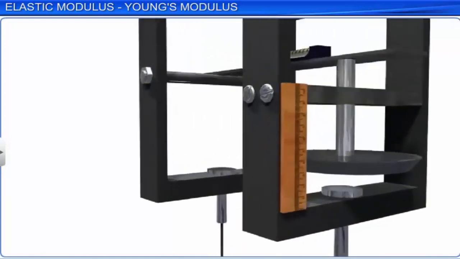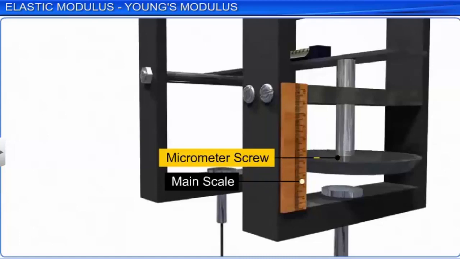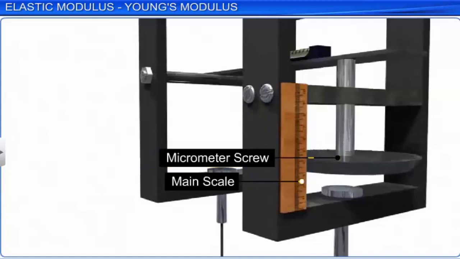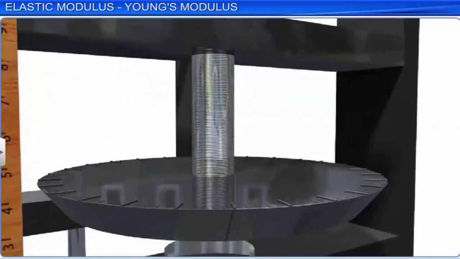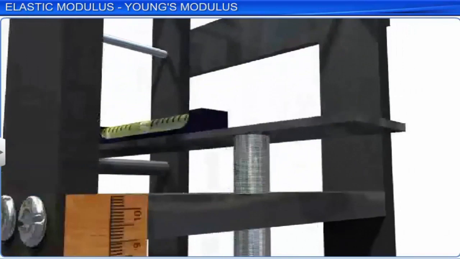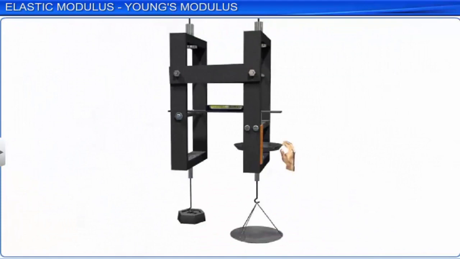The micrometer screw is moved up to make the spirit level horizontal again, and a new reading is noted. The extension of the experimental wire is equal to the distance covered by the micrometer as it moves up. The load is increased by an equal amount, and each time the micrometer is moved up to return to a horizontal position and the reading noted. The difference between the reading with the load and without the load is used to calculate the extension caused by that load.